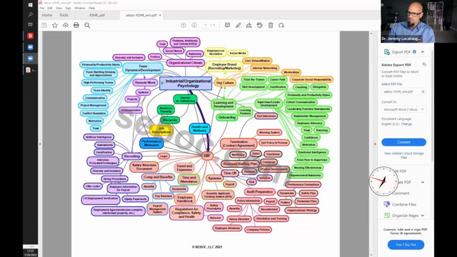So to start, I'm going to put up this very busy mind map that we've shared in the past. Are you able to see that now? Oh, there it is. Okay.